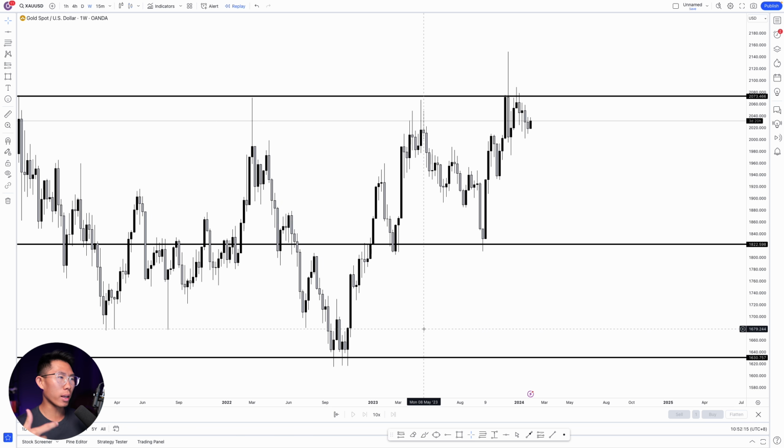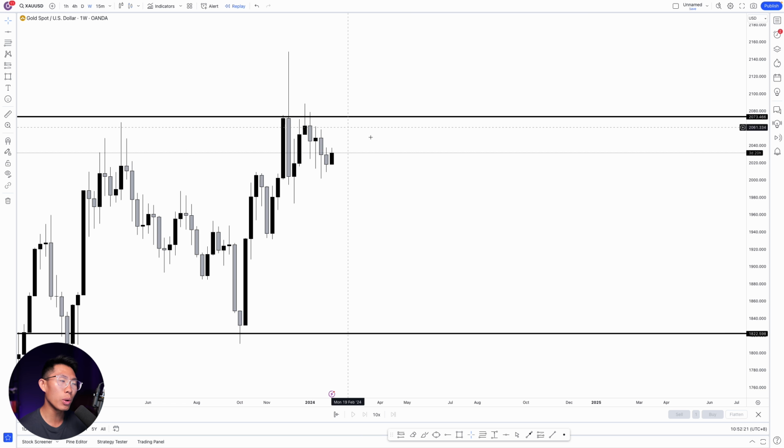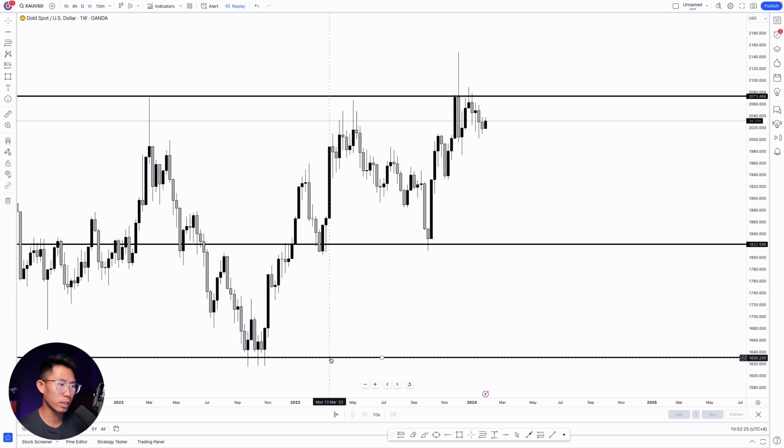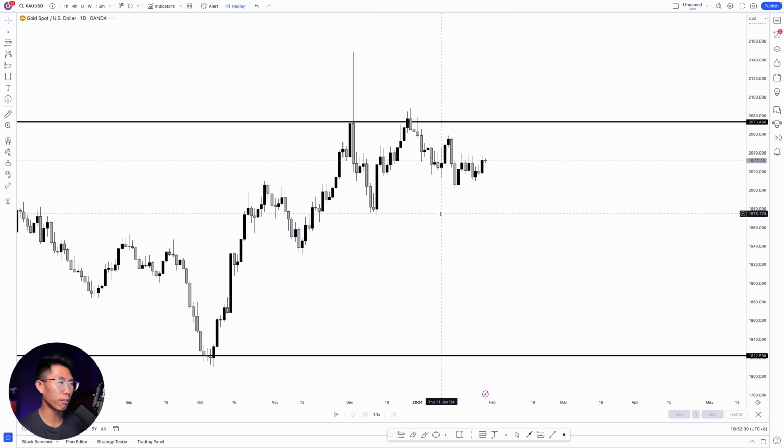But the thing about marking these key levels on the weekly time frame is that some of them are irrelevant. We want to focus on what price is doing currently, the key levels around price currently, not the key levels from a year ago. So we can remove this and just go down to the daily time frame.